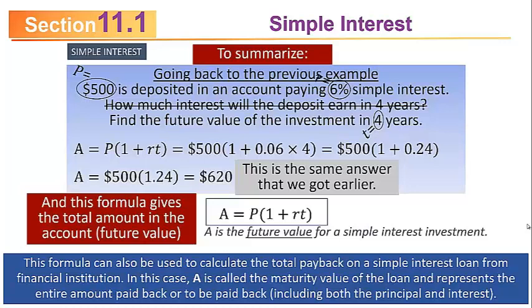We'll say one other thing. This formula can also be used to calculate the total payback on a simple interest loan from some financial institution if you borrow money with simple interest. In this case, capital A is called the maturity value of the loan, and it represents the entire amount paid back or to be paid back, which includes both the principal and the interest. So capital A can be the future value for a simple interest investment. Capital A can be the maturity value for a simple interest loan. The same formula is playing double duty.